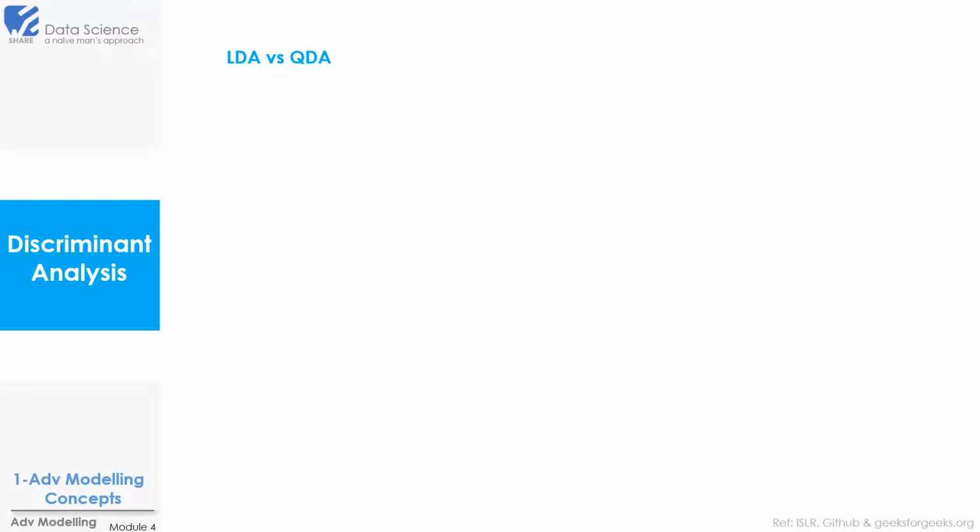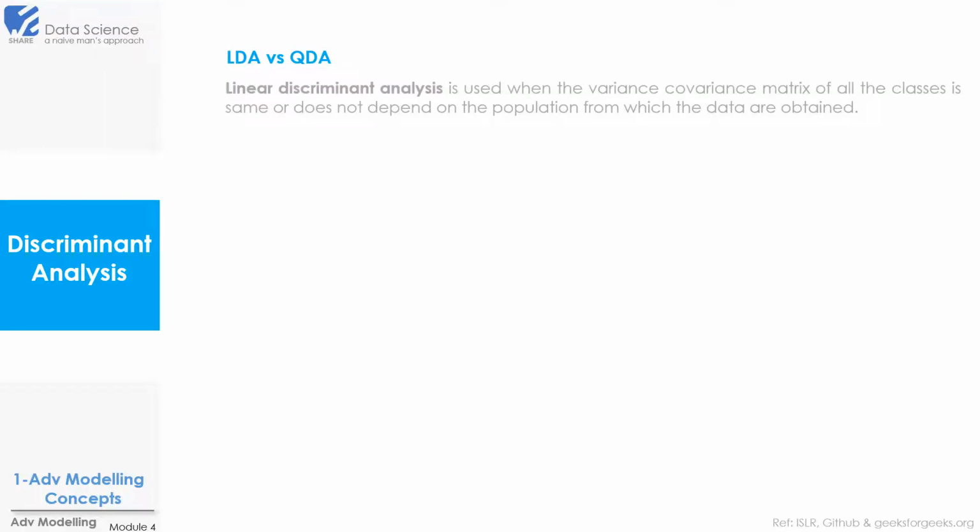So we have two types of discriminant analysis: linear discriminant analysis and quadratic discriminant analysis. Linear discriminant analysis is used when the variance-covariance matrix of all the classes is the same or does not depend on the population from which the data are obtained. Now what does this mean? This was a bouncer straight above the head. So let's understand this with the help of a graph.